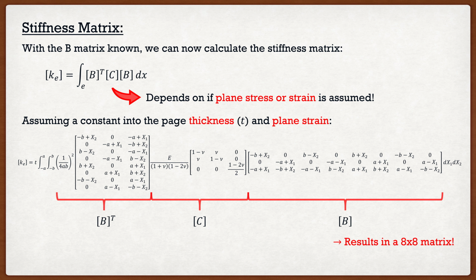And what happens is this results in an 8 by 8 matrix. Now remember, it's actually pretty simple to figure out why it's 8 by 8. We have 4 nodes. Each of those nodes has 2 degrees of freedom. 4 times 2 is 8.